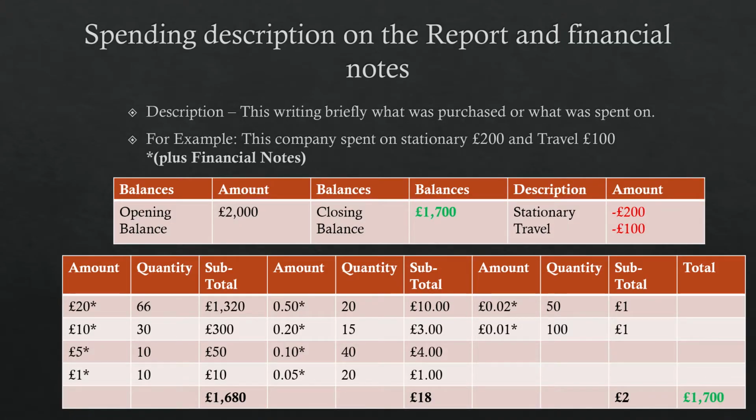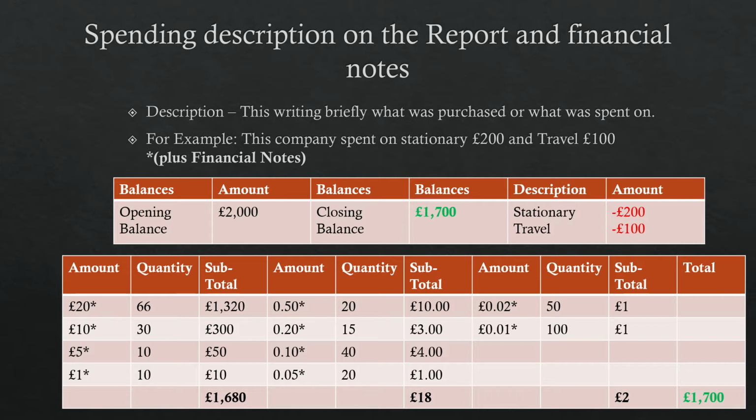In terms of the £20 notes, we have 66 of them, so that's 1,320. In terms of the £10 notes, we have 30, which is 300. And in terms of the £5 notes, we have 10, which is 50. And then in terms of coins, we have £1 coins, we have 10, which gives us 10. Altogether, that's 1,680. Then in 50p, we have 20, which gives us 10.